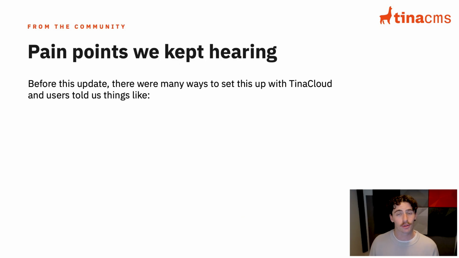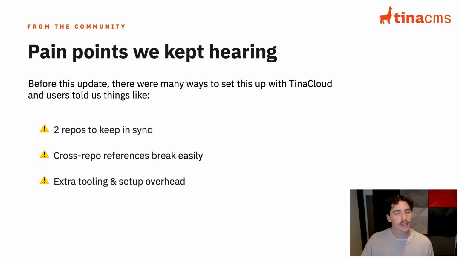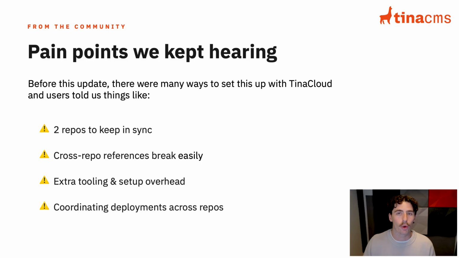So before this release, it was logistically possible to go ahead and set up separate content repositories with TinaCloud, but there were a few sticky points, and we've heard from the community on Discord and GitHub discussions, there were quite a few pain points, such as keeping the two repositories in sync. So some things like the Tina lock file, you actually have to keep in sync between the two repositories, even though it didn't matter in the content repository itself. There are a series of cross-repository references which were easily broken in production. There was a lot of extra tooling and setup overhead that you needed to do both on a local and production base. And finally, you'd have to coordinate deployment across the two repos, which is just never fun to do.